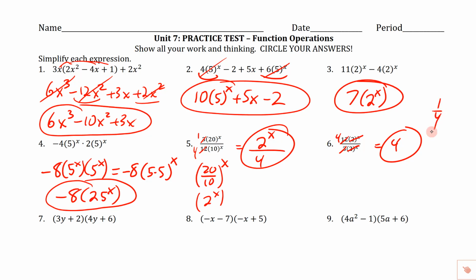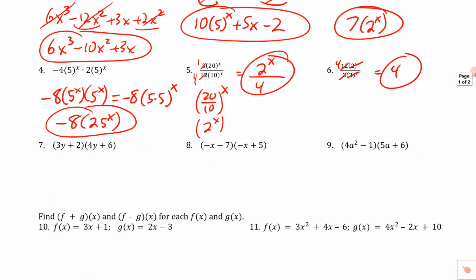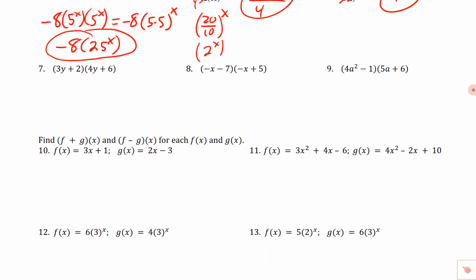If this had ended up being 1/4, then we would have to write that if the 4 was on the bottom rather than the top. So just keep that in mind. Okay, let's take a look at number 7, 8, and 9.